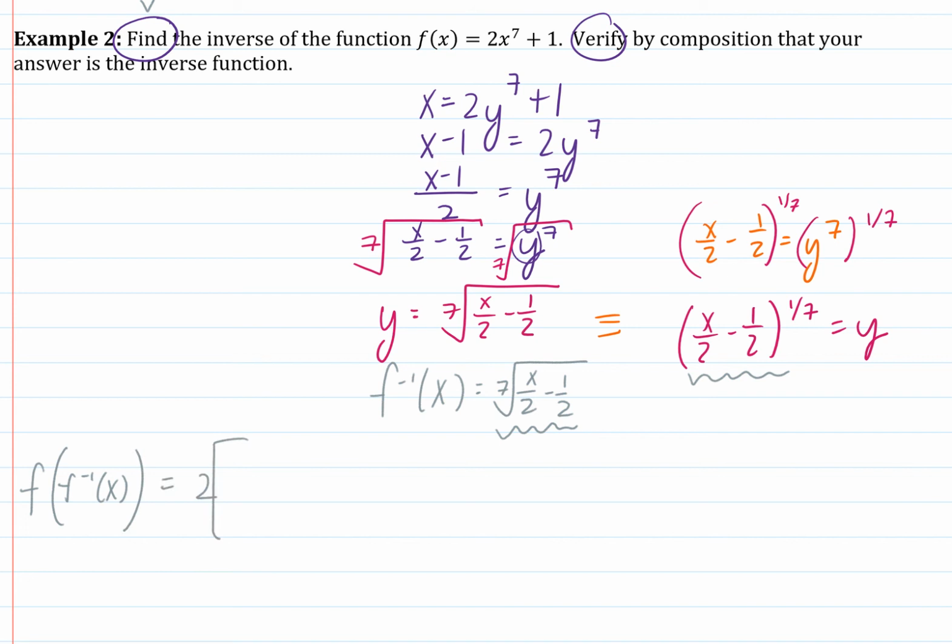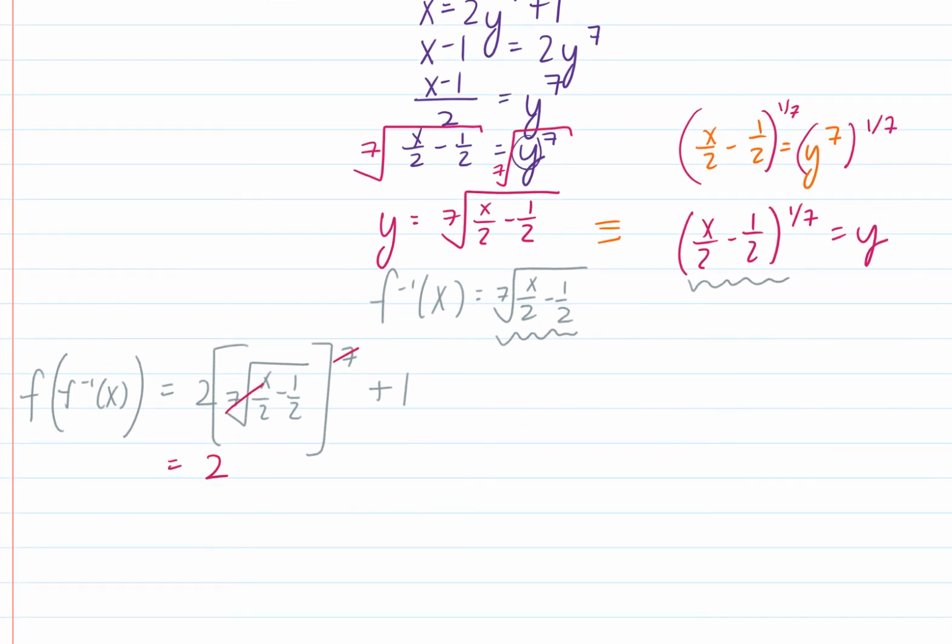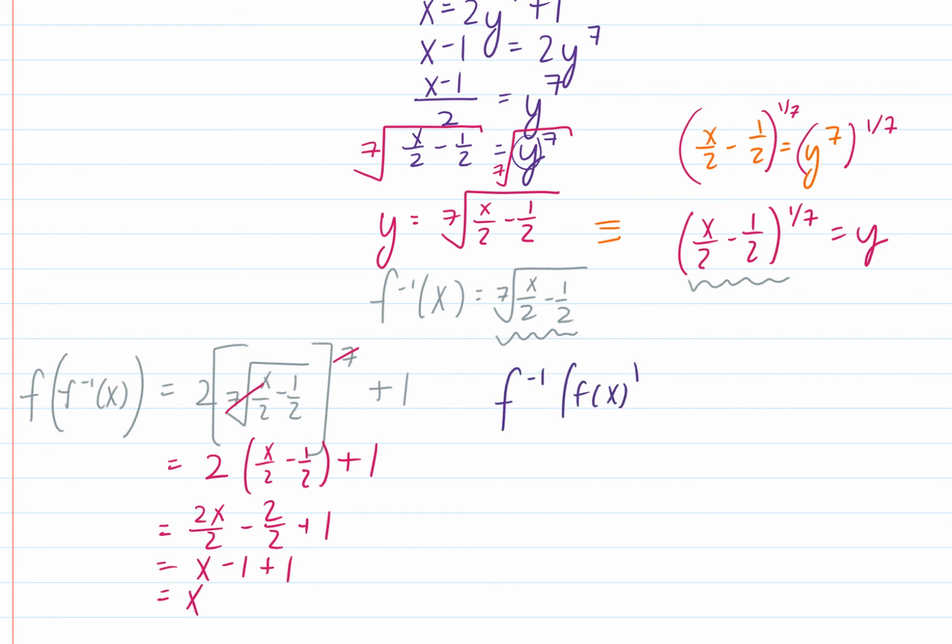So let's put this function, the 7th root of x over 2 minus 1/2, into our function f of x. So here's 2x to the 7th plus 1. Now the 7th root and exponentiating to the 7th power, those are inverse functions, so they'll cancel out. So we have 2 times x over 2 minus 1/2 plus 1, which gives us 2x over 2 minus 2 over 2 plus 1, which indeed is x. We have to also show that f inverse of f of x is also x.